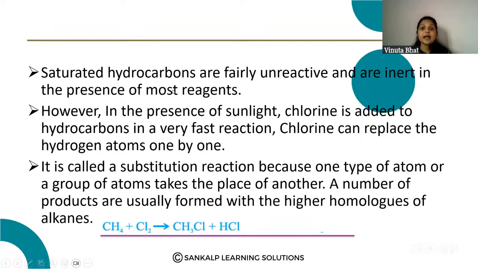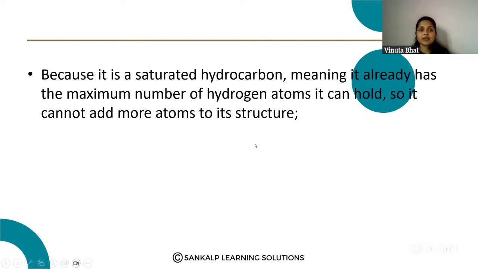Next, saturated hydrocarbons are fairly unreactive and are inert in the presence of most reagents. However, in the presence of sunlight, chlorine is added to hydrocarbons in a very fast reaction. Chlorine can replace the hydrogen atoms one by one. This is called a substitution reaction. The first one is the addition reaction and this is the substitution reaction, because one type of atom or group of atoms takes the place of another. A number of products are usually formed with the higher homologous alkanes. So this is the example. These reactions are all very important.